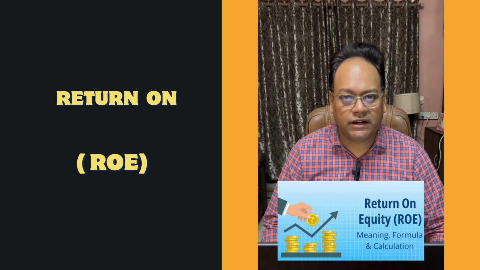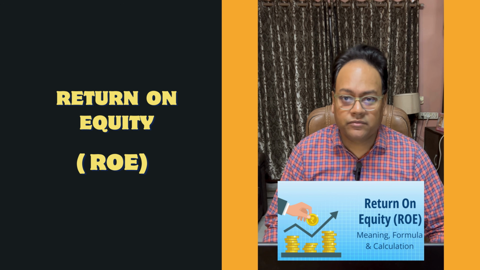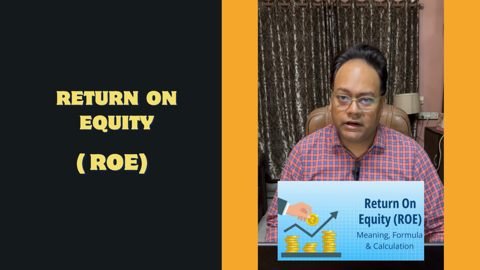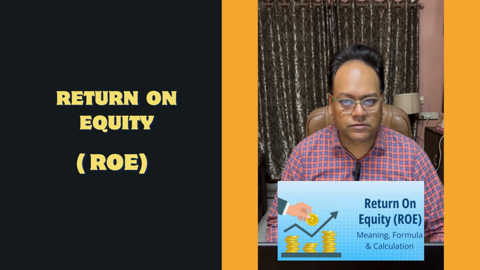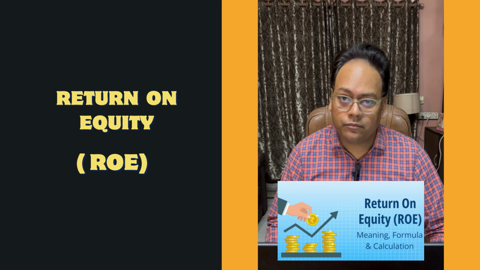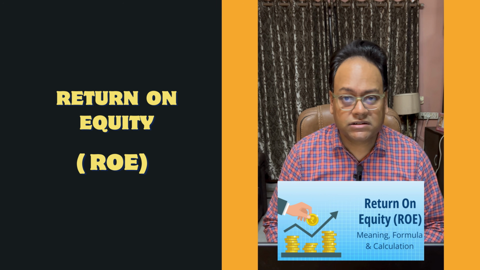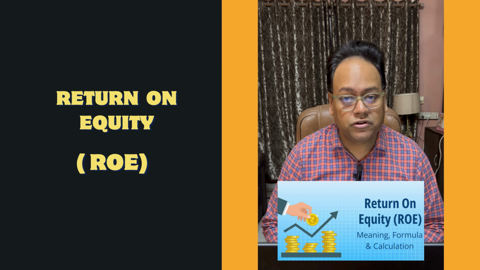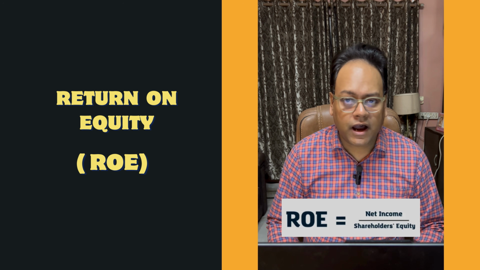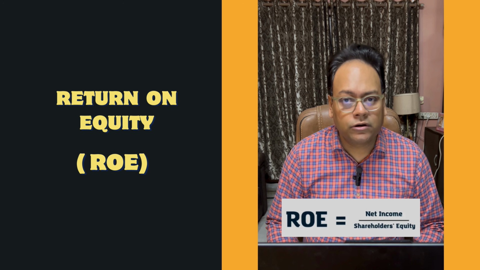Imagine you have invested 1 lakh in a friend's business. A year later, that business makes 20,000 profit. That's a 20% return on your investment. That's exactly what ROE or return on equity measures. ROE tells us how efficiently a company is managing its shareholders' money to generate profit. Formula of ROE is equal to net profit divided by shareholders' equity multiplied by 100.